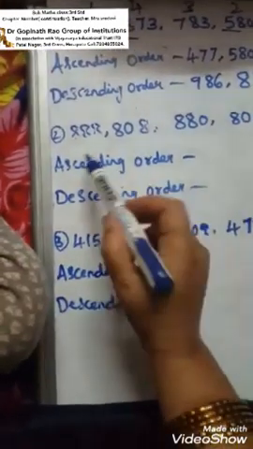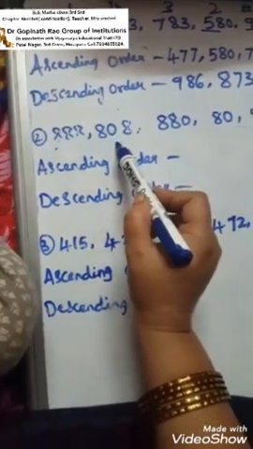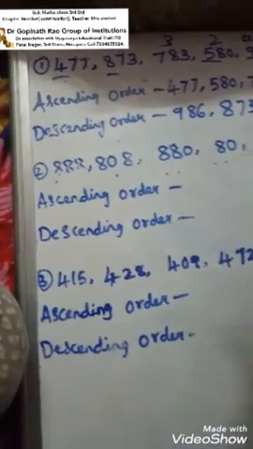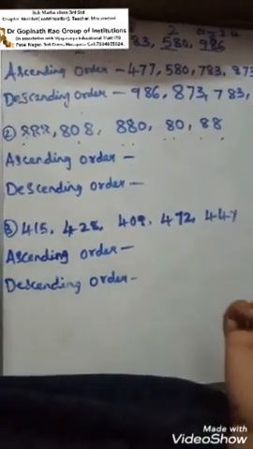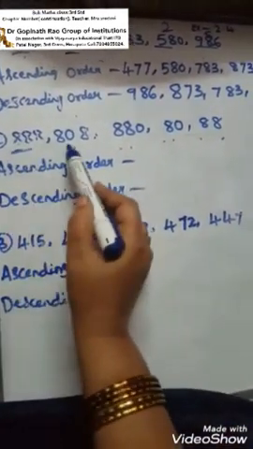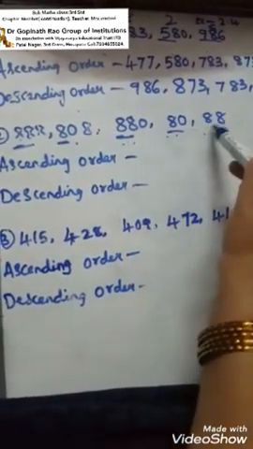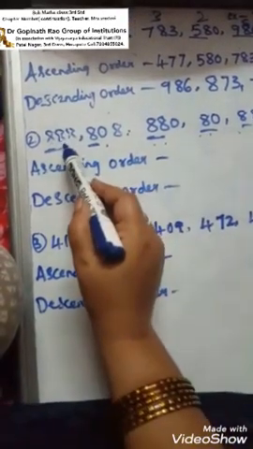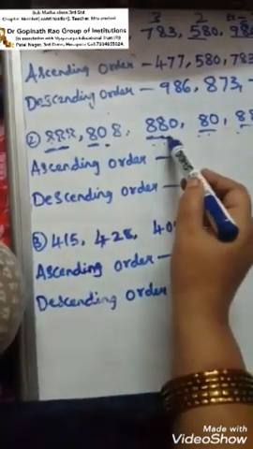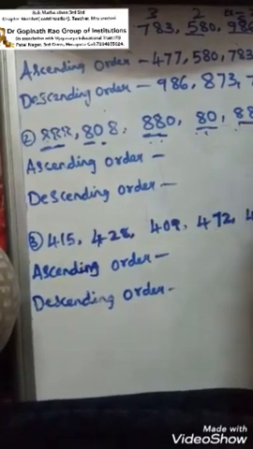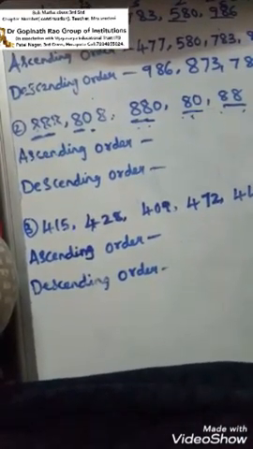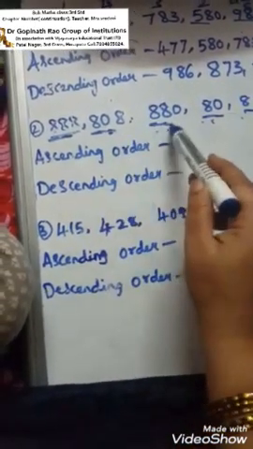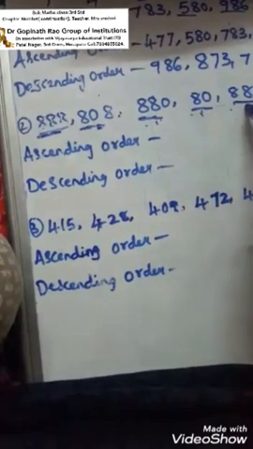So next example, 888, 808, 880, 80, 88. See, first always we have to compare from the hundreds place. See, in all the hundreds place 8 is common here. So now we have to go to the second, that is tens place. So here is 8, 0, here is 8, here is 0 and here is 88. Okay, so here 3 numbers are there.